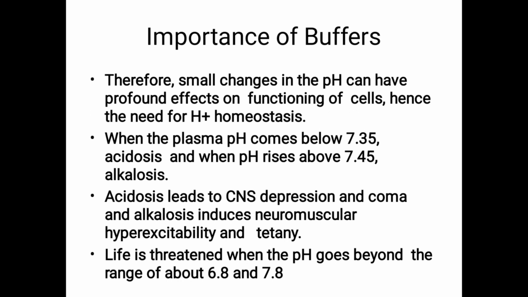Acidosis has two types, metabolic and respiratory. Alkalosis, where pH is high, again has two types, metabolic and respiratory alkalosis. For example, diabetic ketoacidosis occurs in uncontrolled diabetes. Life is under threat when the pH goes beyond the range of 6.8 to 7.8, which never happens. So that is the importance of buffer: these buffers maintain the pH of the blood.